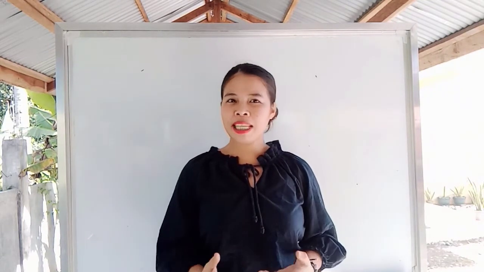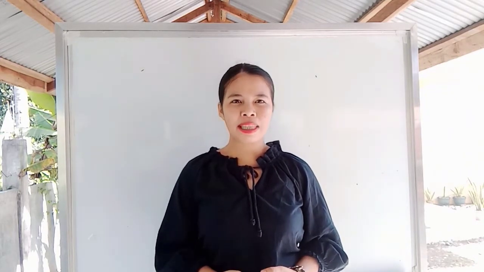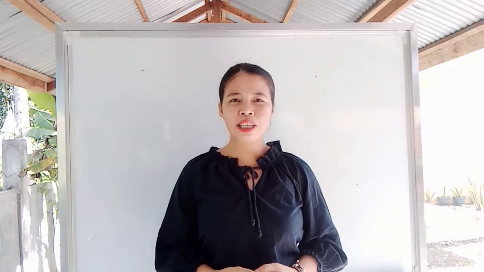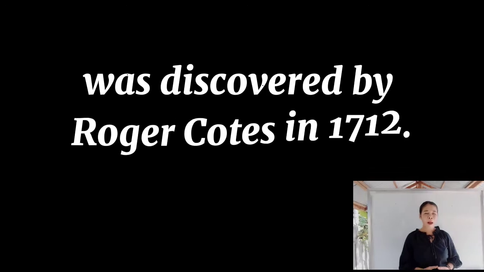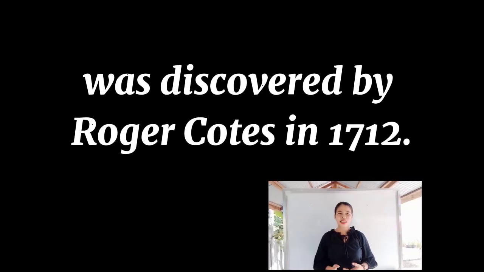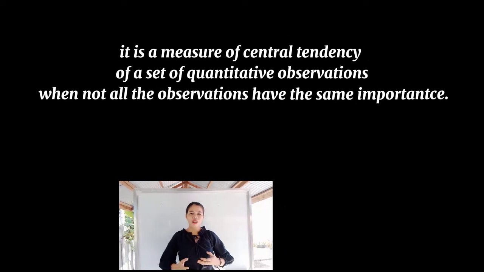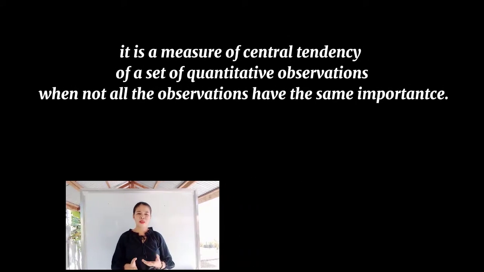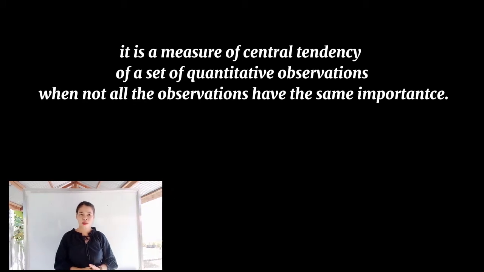So the topic that I'll be going to discuss is about weighted arithmetic mean. Now, let us define what is weighted arithmetic mean. Weighted arithmetic mean was discovered by Roger Cotes in 1712. It is a measure of central tendency of a set of quantitative observations when not all observations have the same importance. It is applicable to options with different weights.